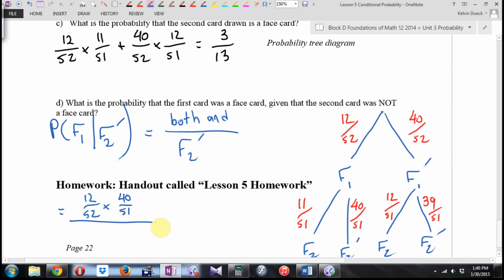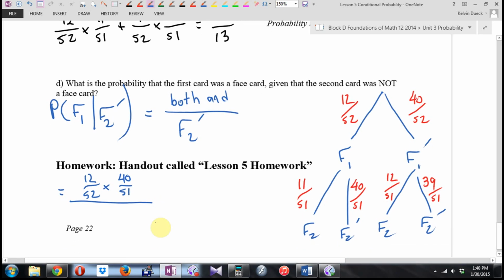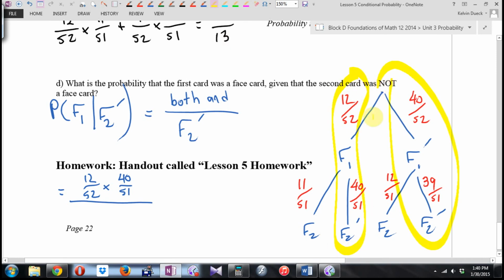By the way, what did I find in part C? Can I use that to figure out the probability that the second card drawn is not a face card? How? More specific. Really? 10 out of 13. By the way, what I could do underneath there is any branch that ended in not F2. I could have that one or that one, and that's perfectly acceptable.